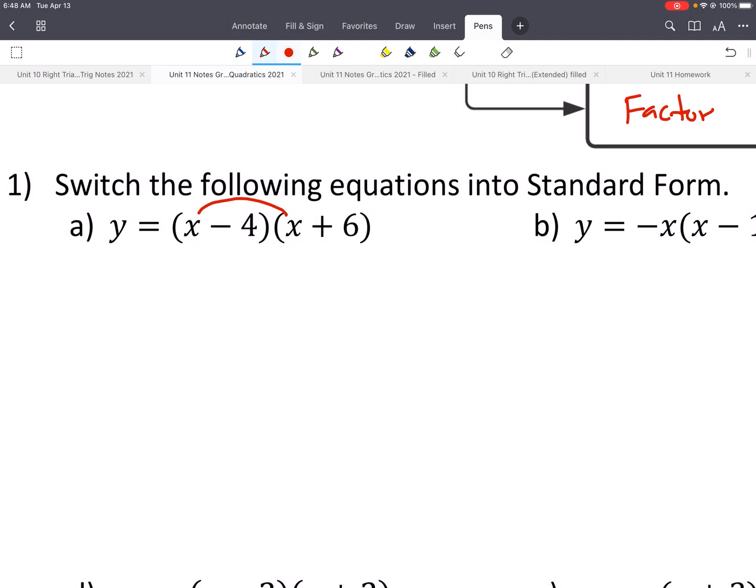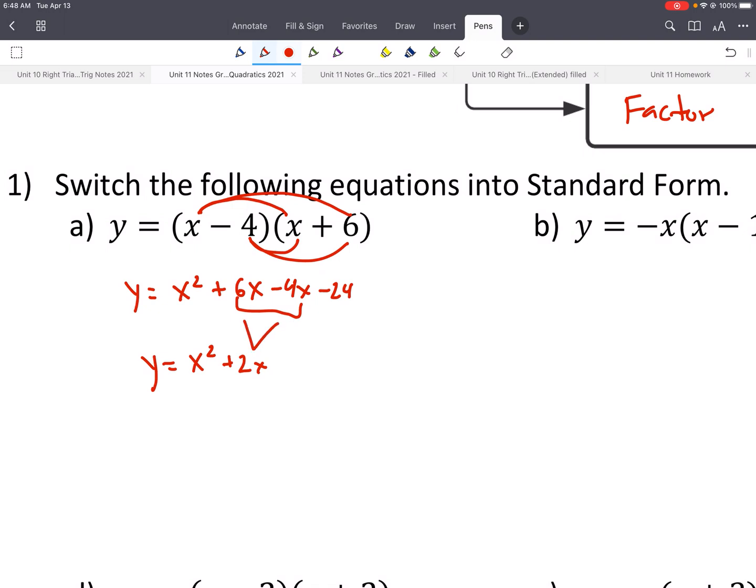Using the distributive property, we would multiply everything to everything. So x times x gives us x squared. X times 6 gives us plus 6x. This gives us a negative 4x, and this would give us a negative 24. And then we just need to combine like terms. So we'd get y is equal to x squared plus 2x, that's from here, minus 24. And that's it. So we just need to distribute to get back into standard form.